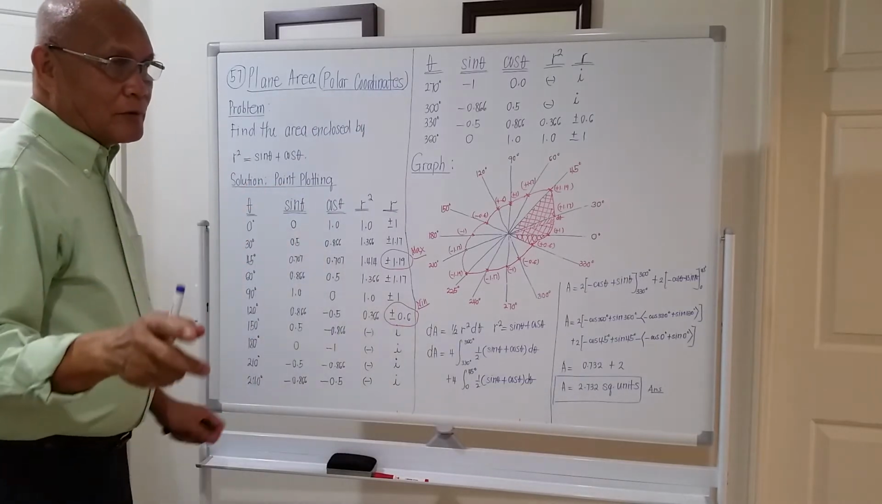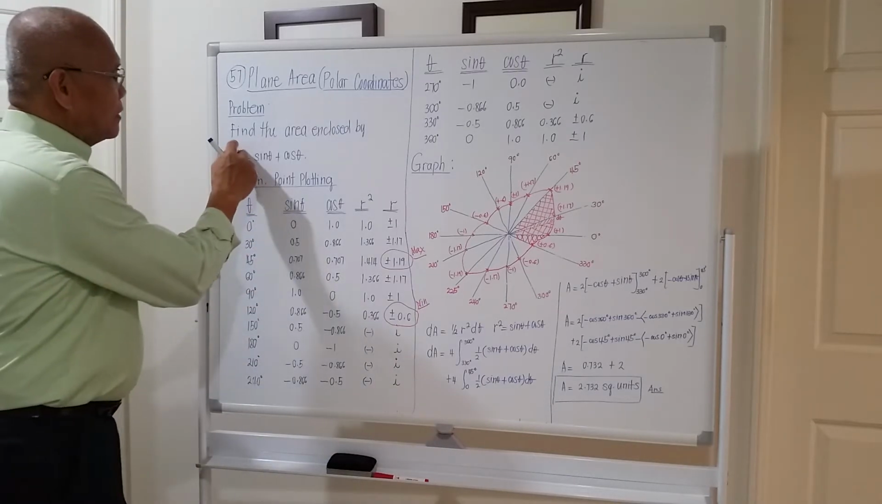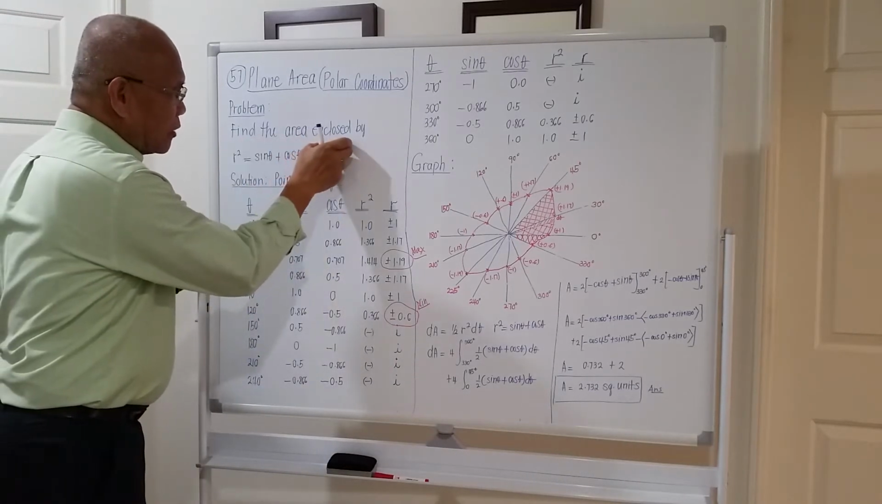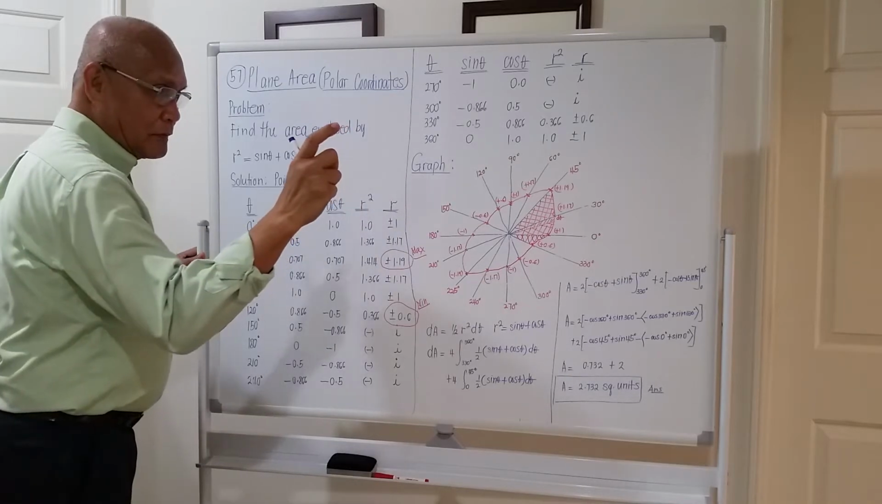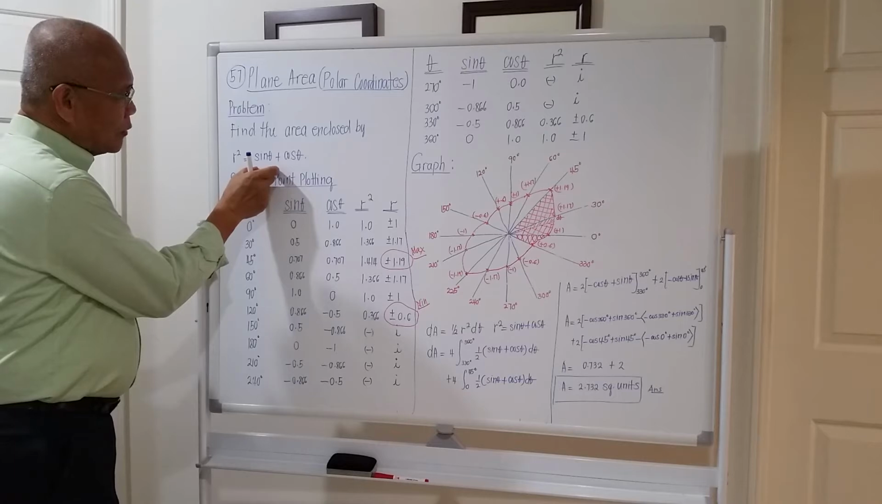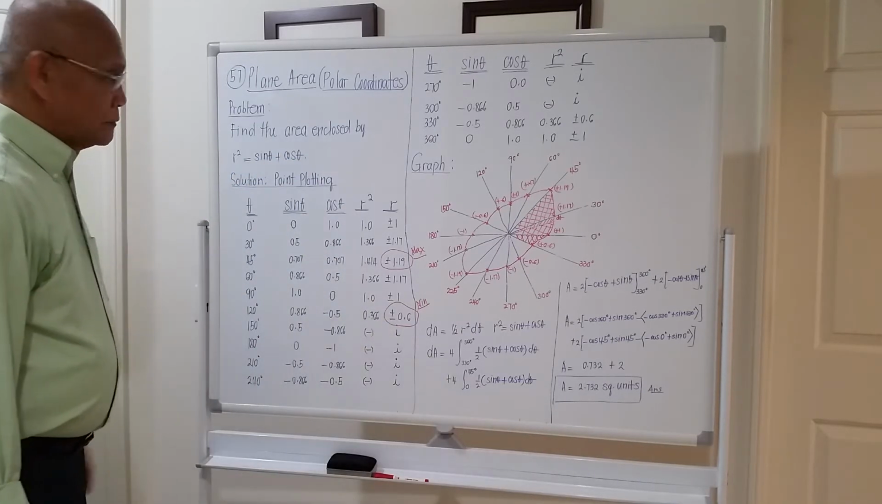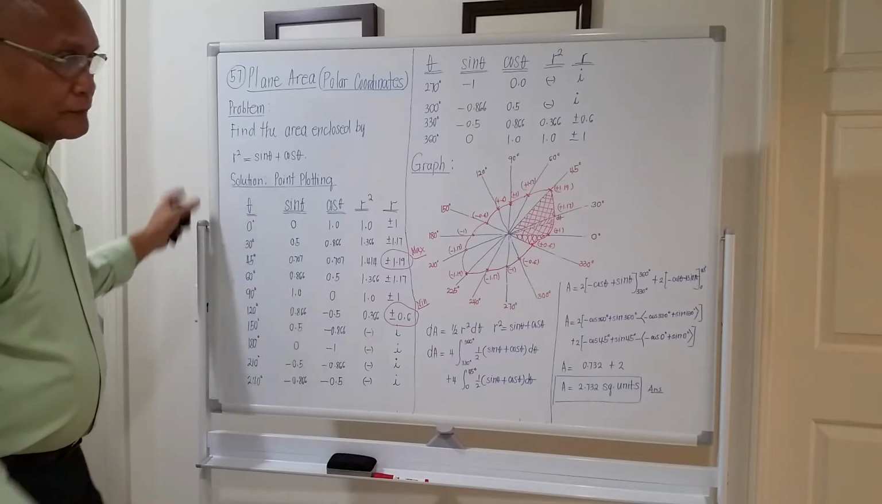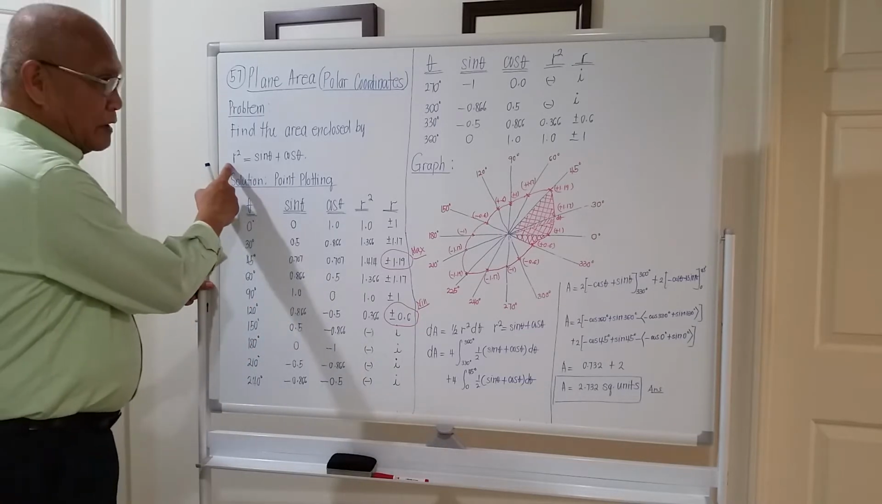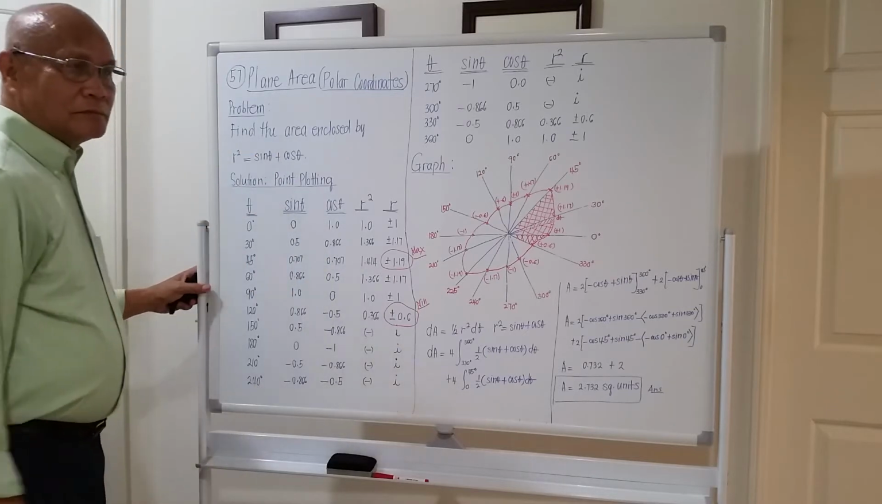Okay, I will give you another exciting problem, guys. Find the area enclosed. The given polar equation is r squared equals sine of theta plus cosine of theta. The given polar equation is actually a quadratic equation.